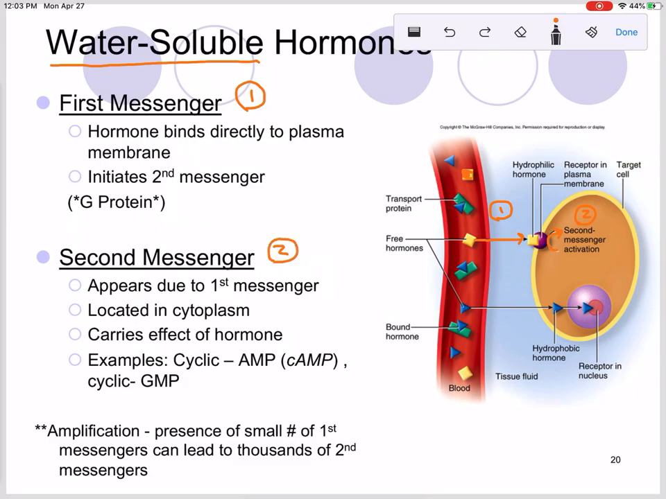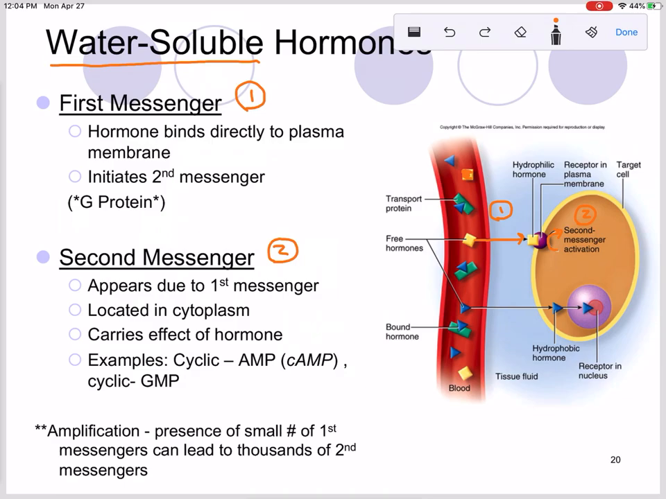So I just want to give you an example. The first messenger would be step number 1. That's all I want to say. And the second messenger, so far all I want to say, is what's activated inside the cell. So we tend to use these terms, and all we mean is, if we're talking about a first messenger system, we're talking about that water-soluble hormone binding to a receptor on the cell membrane surface.